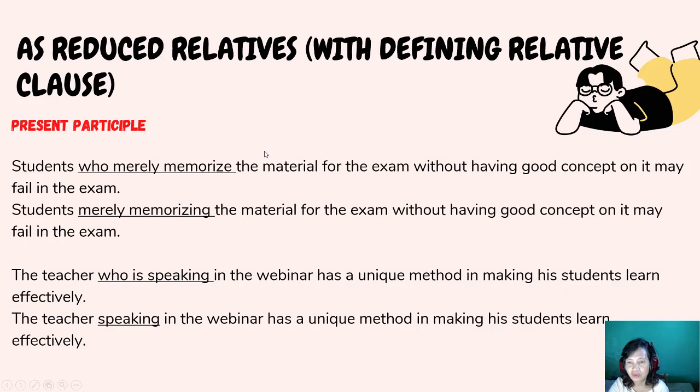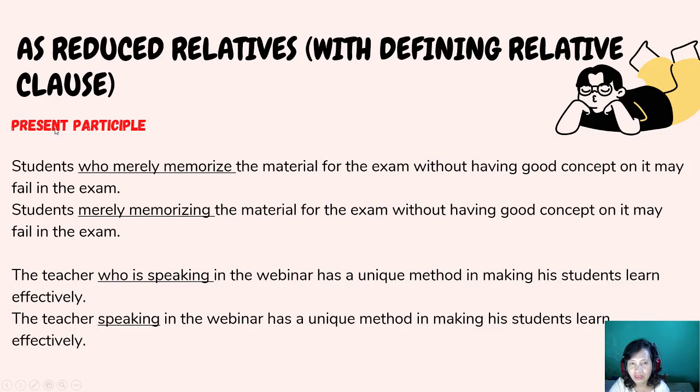I hope that you also watch my video on adjective clause, so you can know the difference between who, whom, whose, etc. In this case, we will use only who or which that functions as subject. I mean, the relative pronouns are subject. You can use who or which, but in my sentence I use who. Students who merely memorize the material for the exam without having good concept on it may fail in the exam.